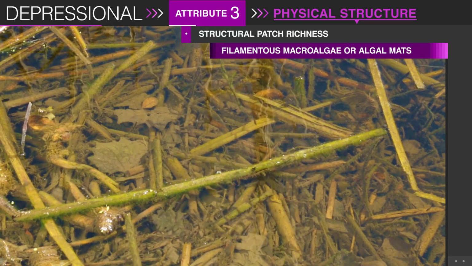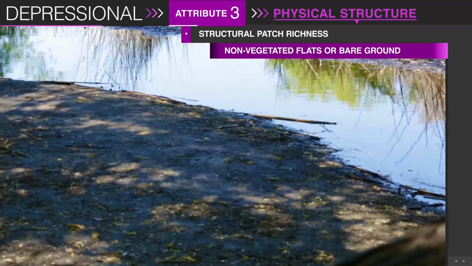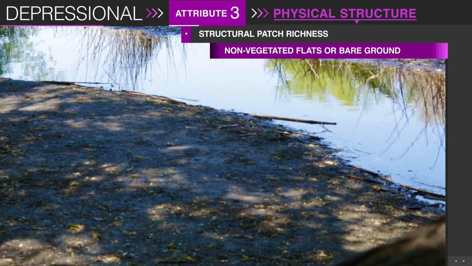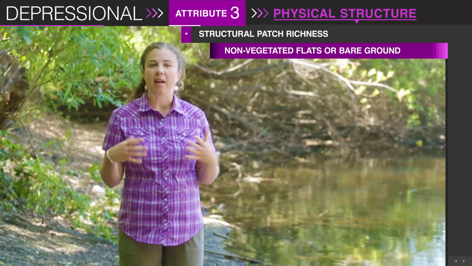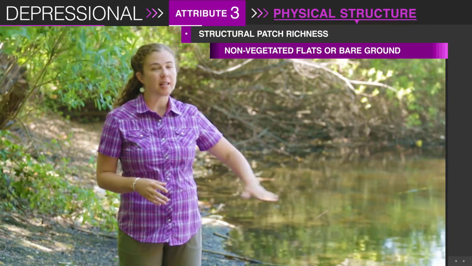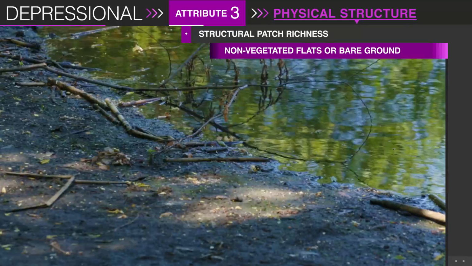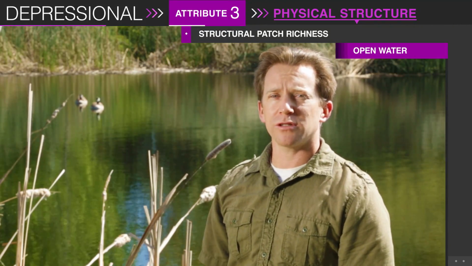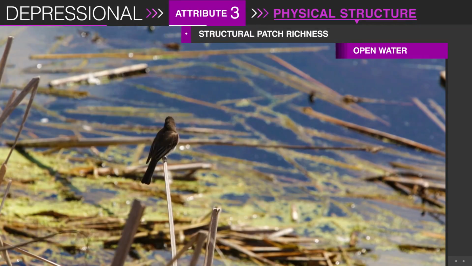Here we have a great example of a non-vegetated flat. A non-vegetated flat is an area of clay, silt, or sand. It can be a mix of substrates. It's an area that provides good habitat for shorebirds, wading birds, and as it extends into the water, it can also provide resting habitat for fishes and other aquatic animals. Areas of open water in depressional systems provide important foraging habitat for waterfowl and other bird species.